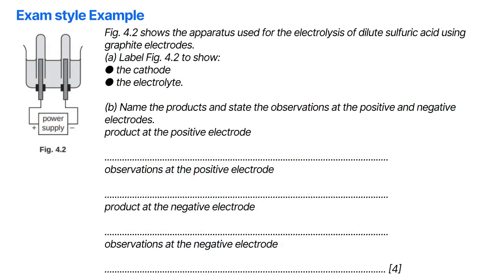Let us answer an exam past paper on electrolysis. Figure 4.2 shows the apparatus used for the electrolysis of dilute sulfuric acid using graphite electrodes. You are asked to label figure 4.2 to show the cathode and the electrolyte. Name the products and state the observations at the positive and negative electrodes. You can pause the video to give it a try.